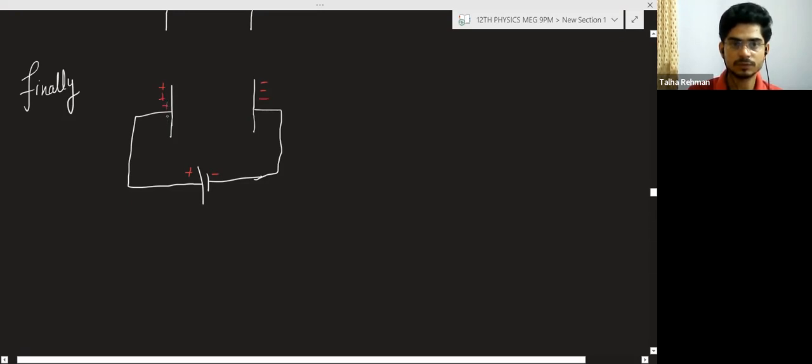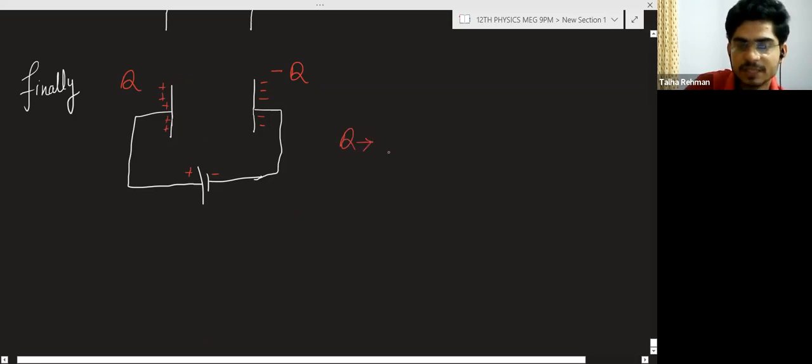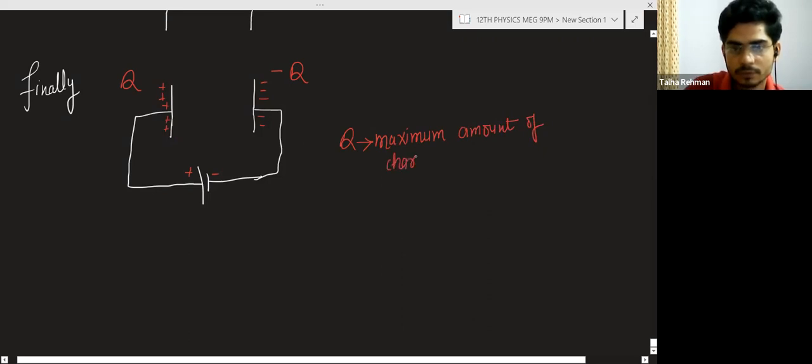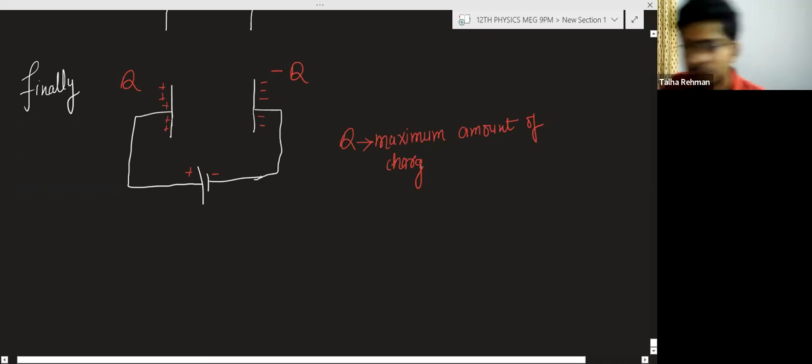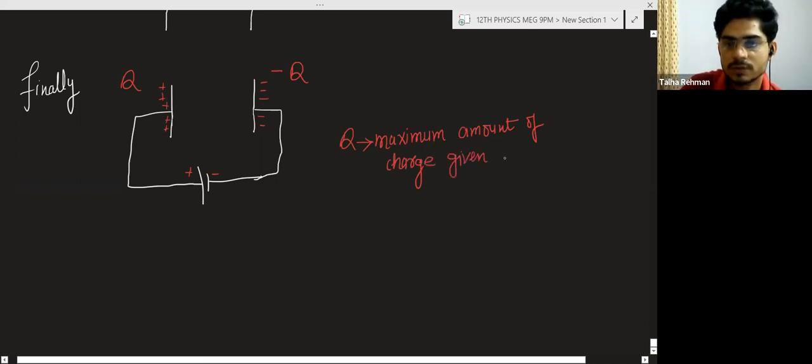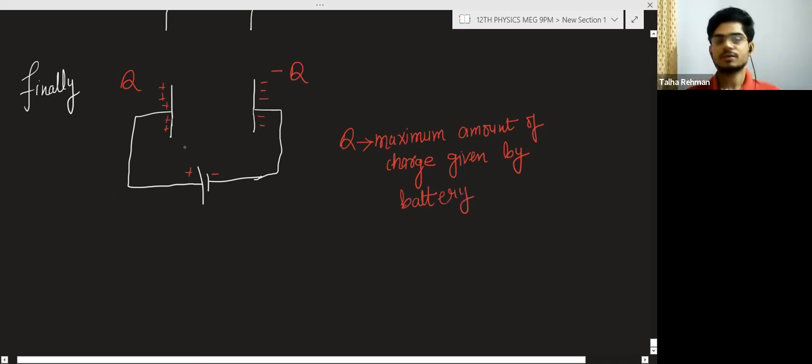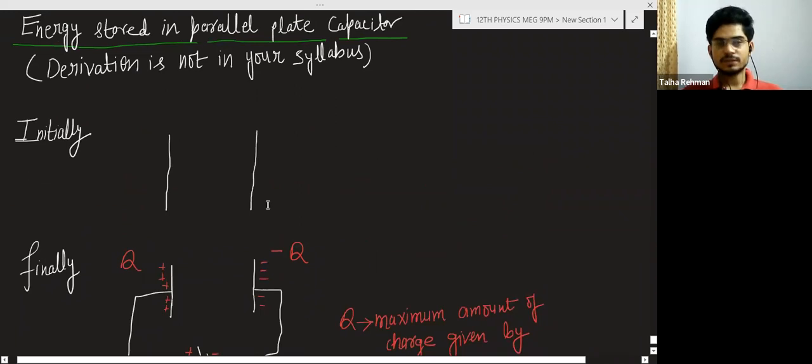Suppose by the battery, Q charge is given to this plate and minus Q charge is given to this plate. Q is the maximum amount of charge given by the battery to the capacitor. So this is the charging of the capacitor, you can say.